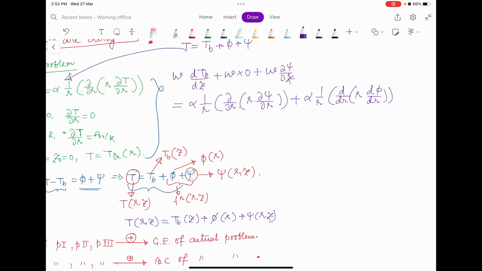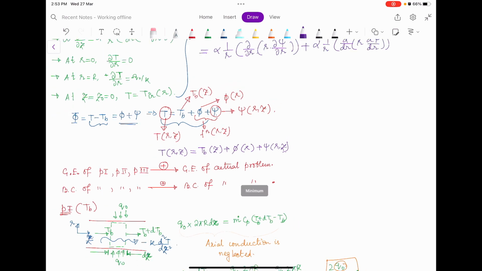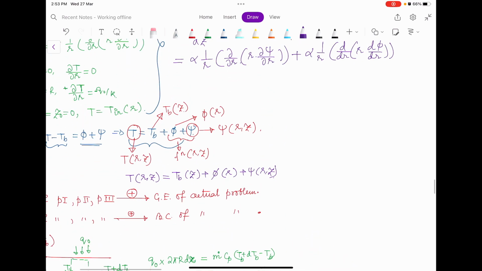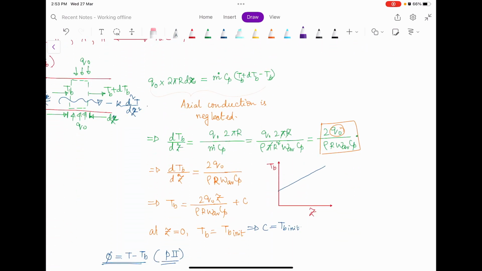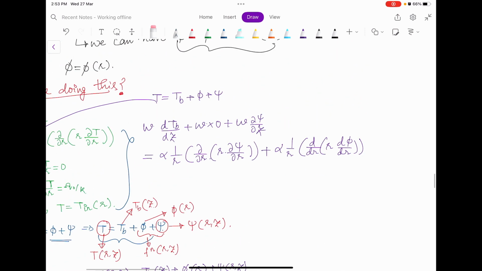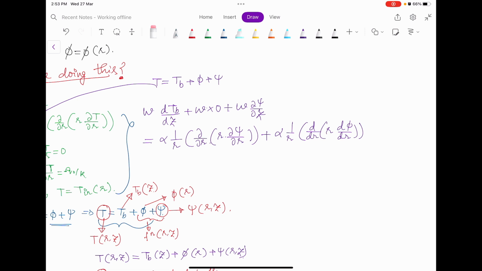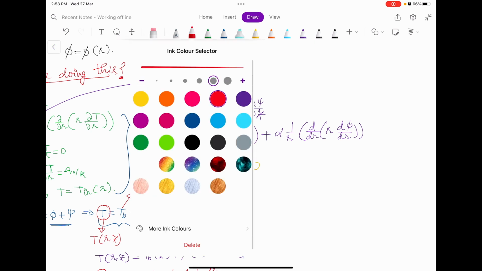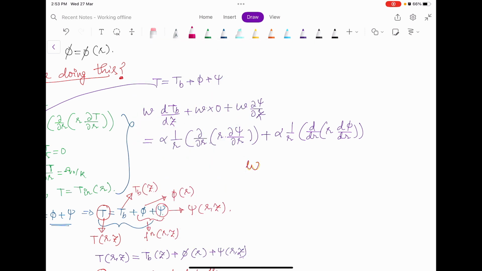So this is my governing equation for Tb, that is dTb dz, right? What I can do is split this equation. Can I split this equation like this? Let me use a deep color. This is very interesting actually, so just keep your concentration here. Can I split it like this?